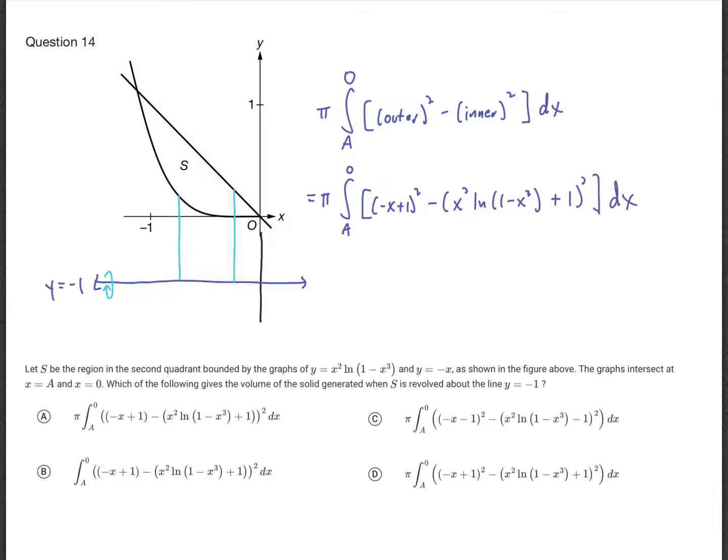Okay. And that should be it. Let's see if that's an answer choice just like it's written. Yeah, that's D exactly. Wait, that D exactly? Yeah, okay, perfect.